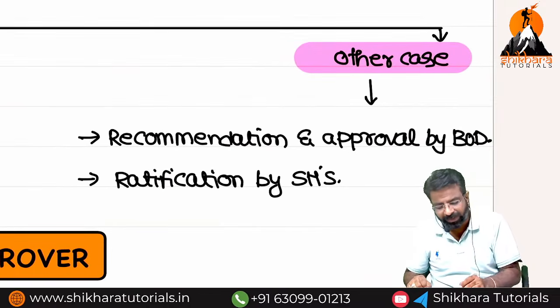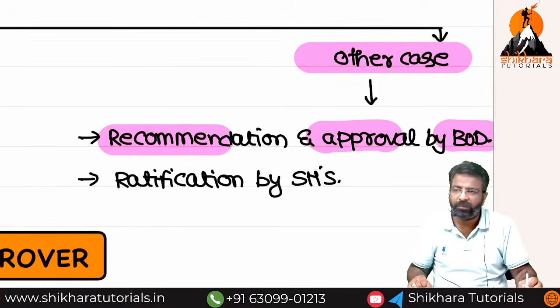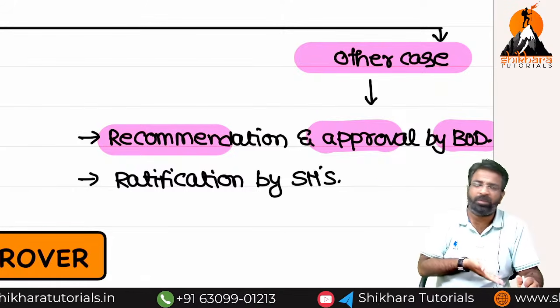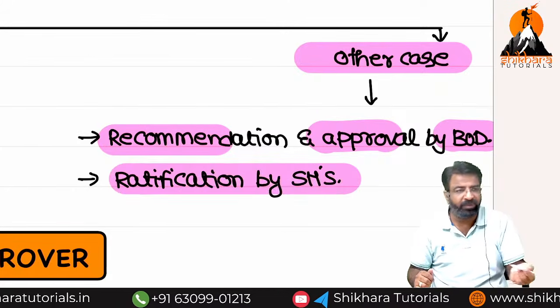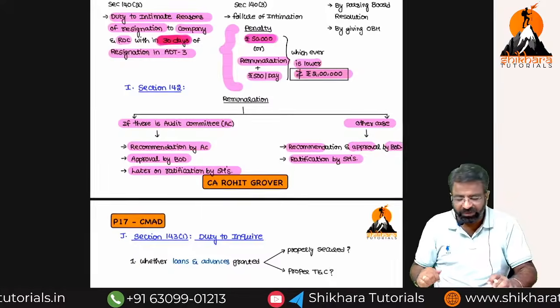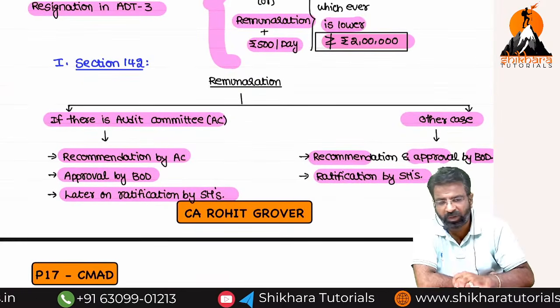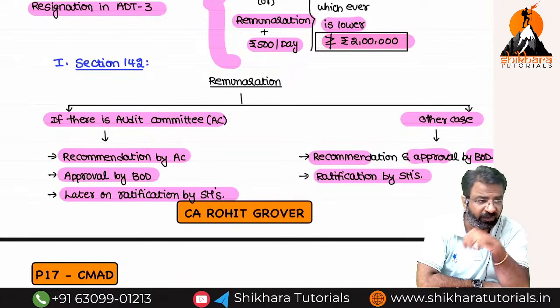But what if my company does not have any audit committee? Both recommendation and approval by whom? Who is not there in the company? So both recommendation and approval by whom? Board of director. Later on can be ratified by whom? That brings an end to your another small section called what? 142. So tell me, what is the provision of 140 and 142?